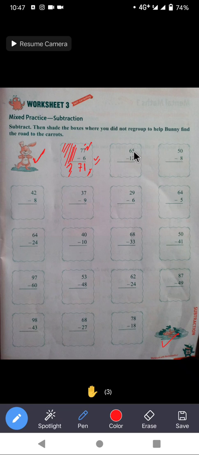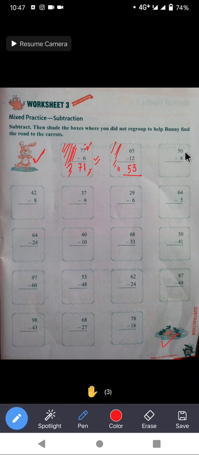Now look here, second one, 5 minus 2. So 5 minus 2 is 3, so write 3 at one's place. Now 6 minus 1 is 5. So in this there is no need for regrouping. There is no need for borrowing from the tens place digit, so this also we will shade with the pencil.